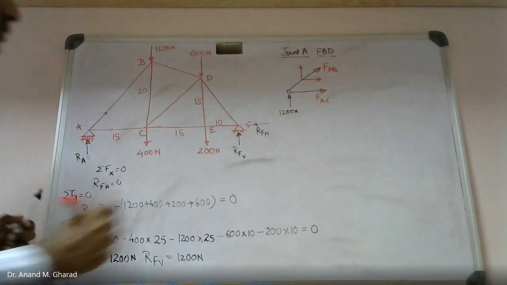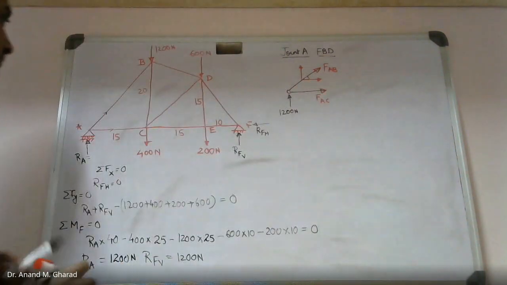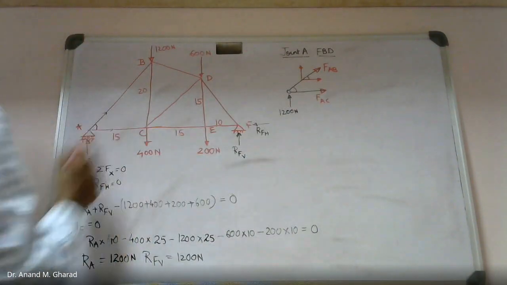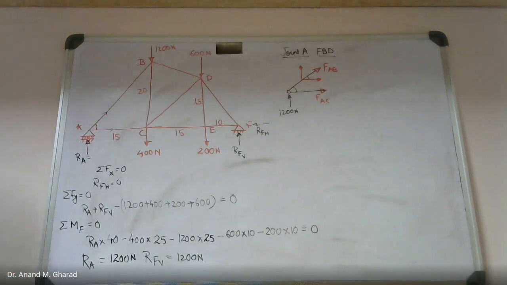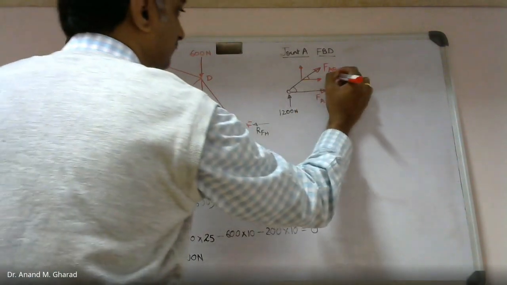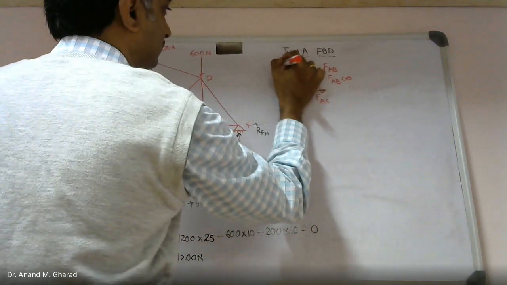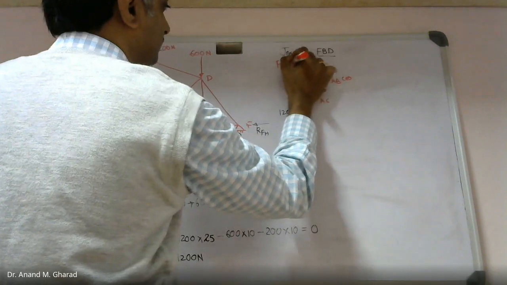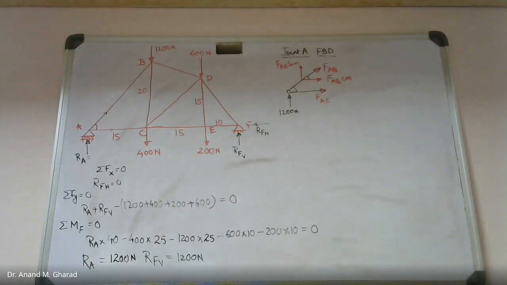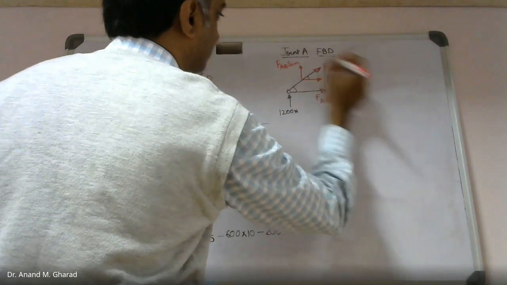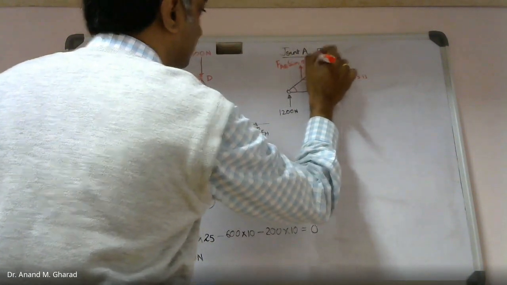Okay. Now the only thing is to identify this angle. So can you please let me know what will be this angle value? This angle is nothing but this angle or this angle. Tan inverse of 20 by 15. How much does this come out to be? Yes. What is the value? 53.13. Okay.